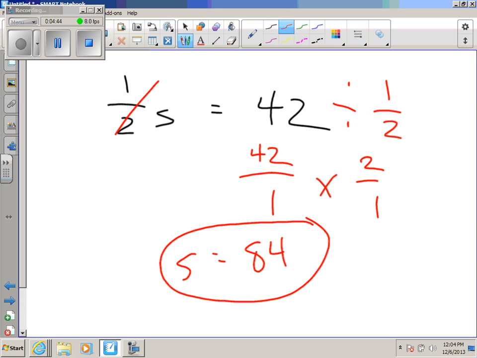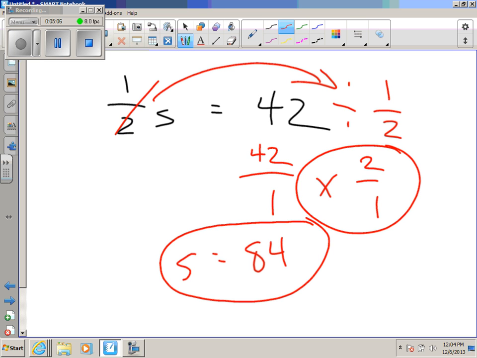Multiply by half. If you never show the division, you'll never remember to flip. That's why once you remember, and once you show it over here, you should remember then to do this. Half of 84 is equal to 42. Yes?